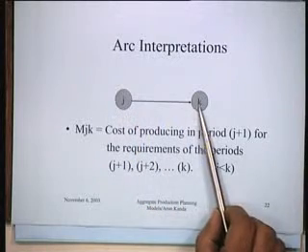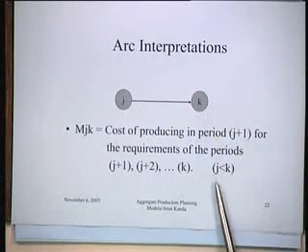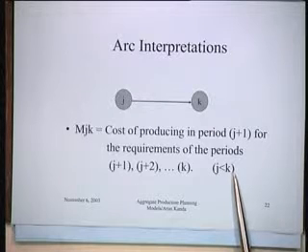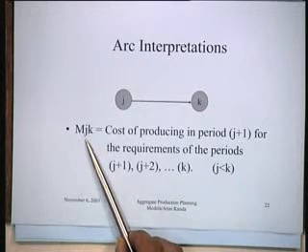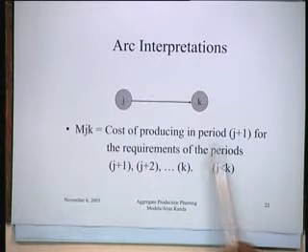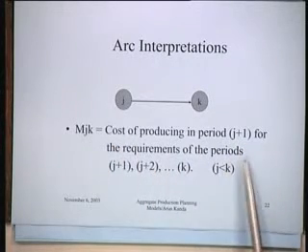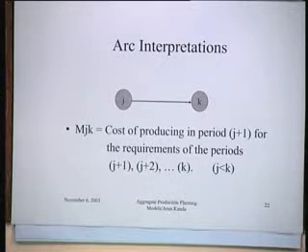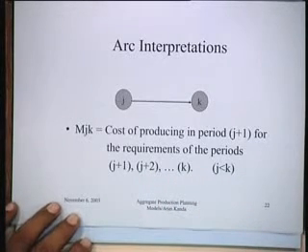Let's give an interpretation to these arcs. An arc going from node J to node K, where obviously J is strictly less than K in the numbering scheme, is defined as MJK, which is the length of the arc. This is the cost of producing in period J plus 1 for the requirements of the periods J plus 1, J plus 2 and so on up to K. This is a very fundamental definition which you will have to use again and again to actually work out the costs.